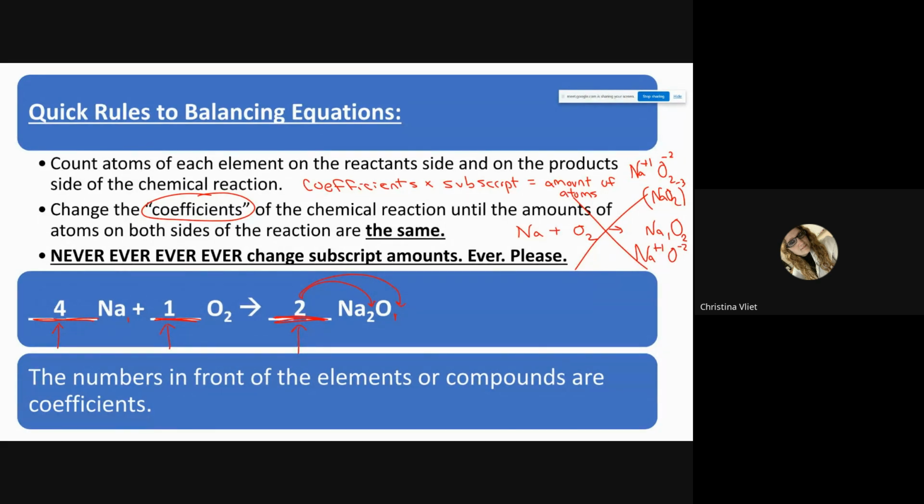Because you've learned how to put compounds together, you should recognize you cannot change the subscripts. If you are being presented with Na2O, this is the compound you have. Those are the amounts. You cannot change those amounts. You can only change numbers in front of an element or a compound. Those are the only numbers you're allowed to alter when you're balancing equations.